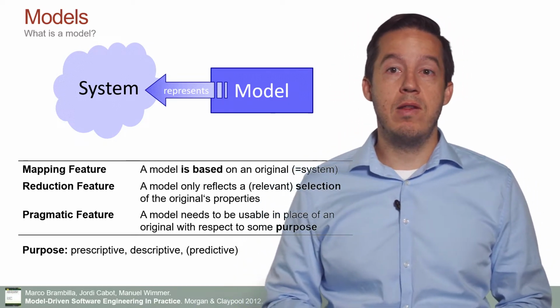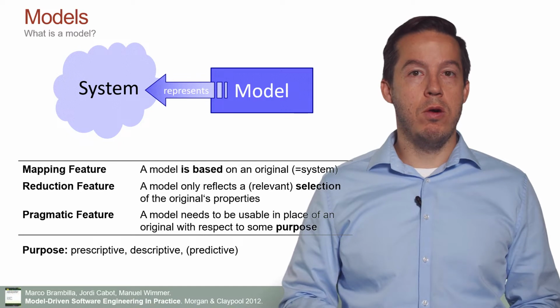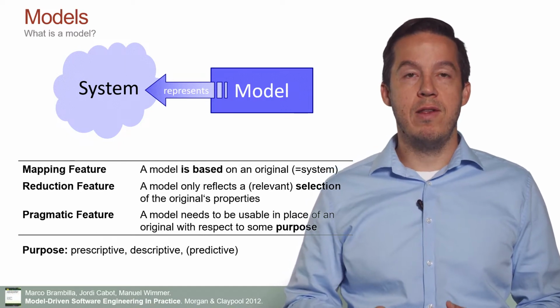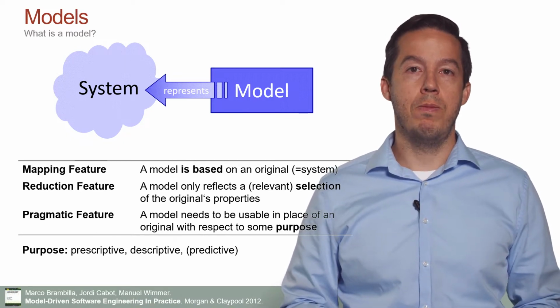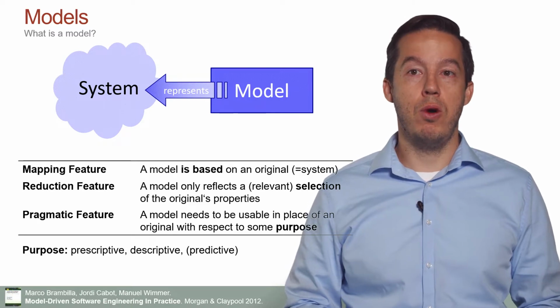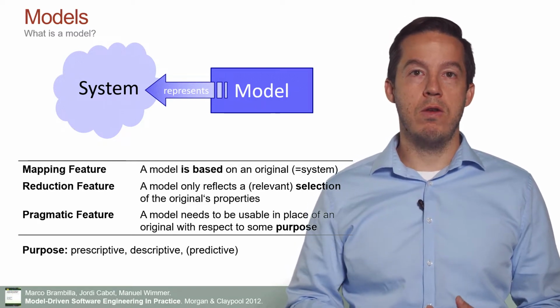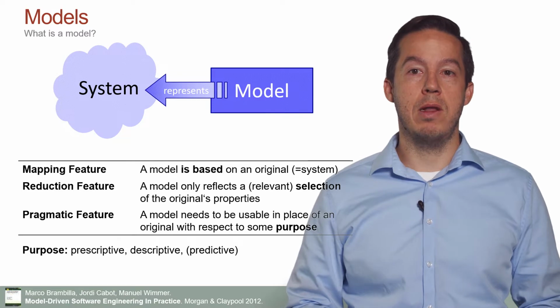And the last quality is pragmatic. So each model has an intention to serve and to support a well-defined, predefined purpose. So a model only serves a purpose. It's not a means to an end by itself.